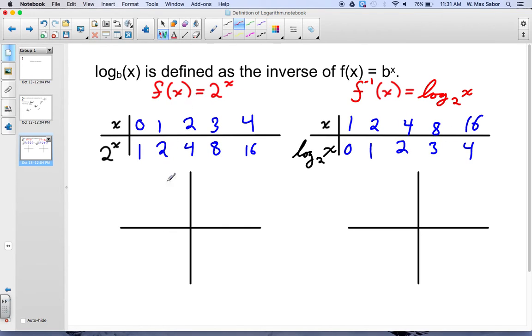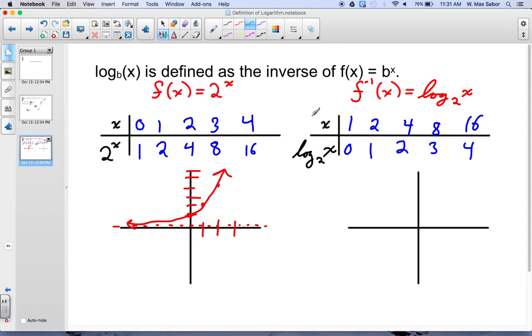So if we graph these, we know that this has an asymptote at y equals 0, and then we have a y-intercept of 1, and then we go up to 1 comma 2, 2 comma 4, and then 3 comma 8. So that would be getting off the graph. And this is more or less what it will look like.